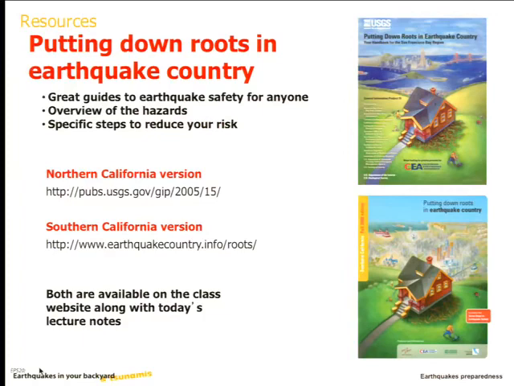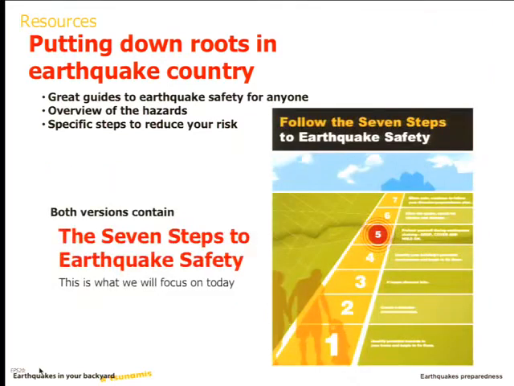It's just one is tailored towards Northern California because it has a picture of San Francisco, and one is tailored towards Southern California because it has a picture of Los Angeles. Either one, you don't need to read both, but the reading for today is to read one of these two brochures, and you will find links to them both on the class website alongside the notes. Okay? And the key piece here is the 7 steps to earthquake safety.